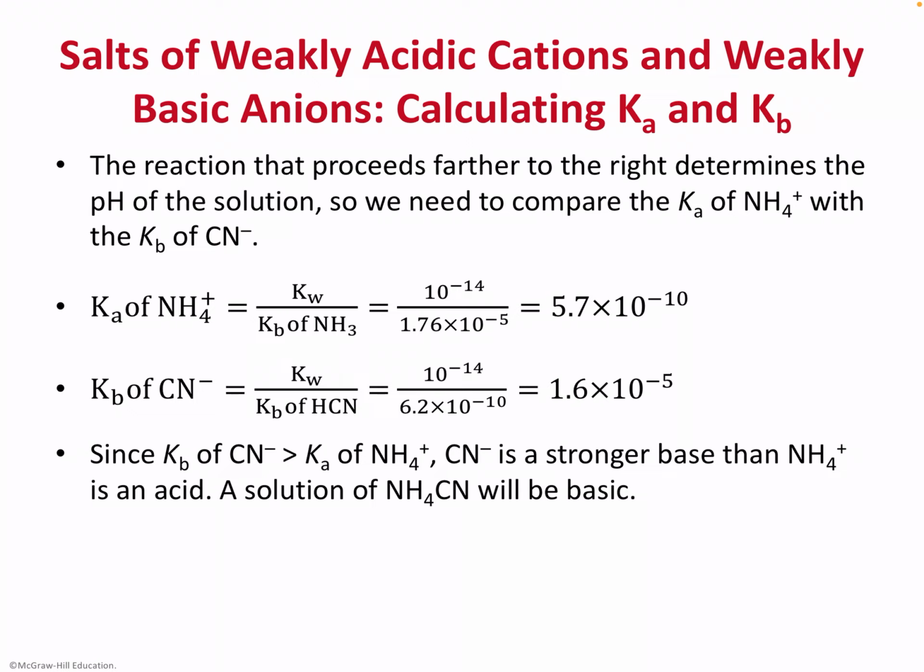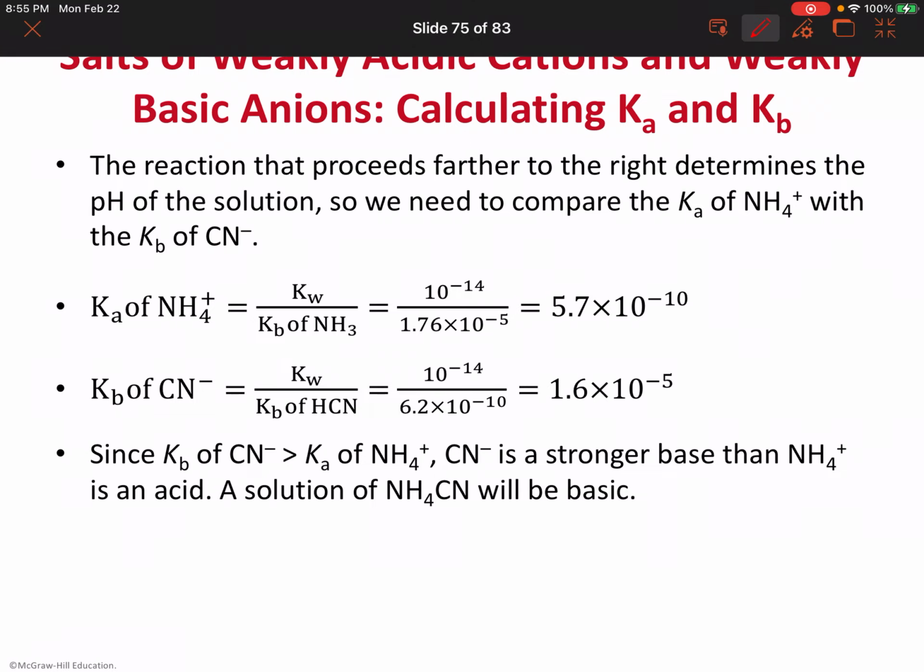Remember we learned earlier Ka times Kb equals Kw. Kw is the ionic product of water, the dissociation constant for water, 1 times 10^-14. So if you know Ka, you can find Kb. If you know Kb, you can find Ka.